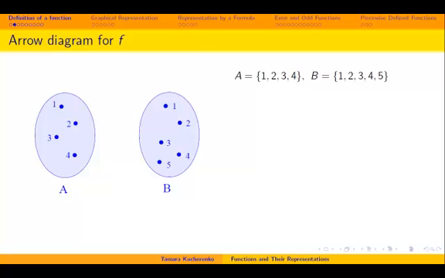A popular way to picture a function is by an arrow diagram. Here we have two sets. The set A consists of 4 elements, 1, 2, 3, 4. And the set B consists of 5 elements, 1, 2, 3, 4, and 5. We indicate by an arrow that an element in the set A is mapped into an element in the set B by a function f.